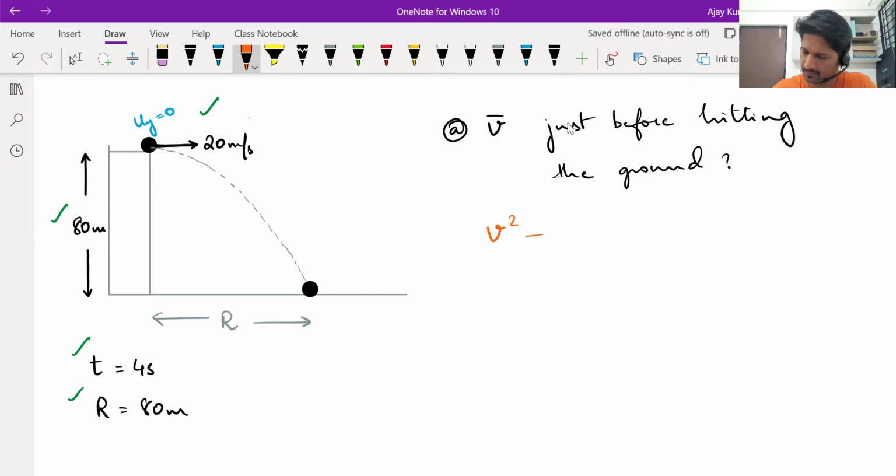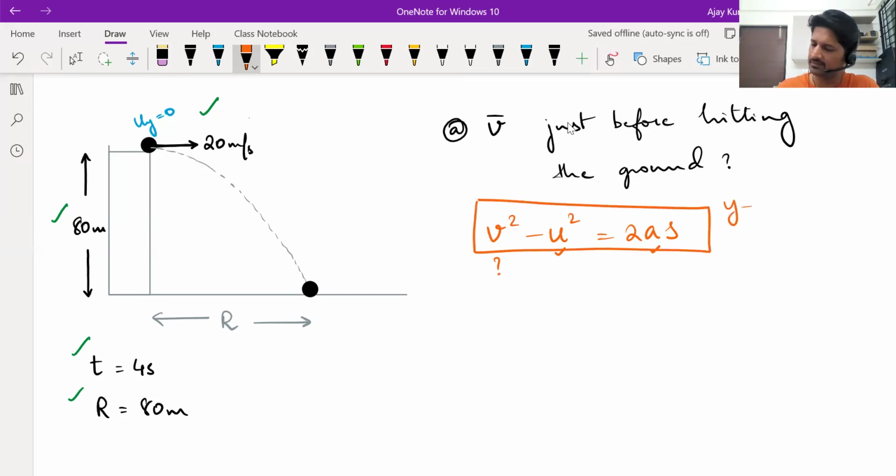So your aim is to calculate V. So you need to know U, A, and S. U is known. A is known. What about displacement? Do you know the total displacement? No, sir. Still, this equation can be used. How? Like first we can calculate its x component and y component. Good. You apply this equation. Generally also when this equation is used, you have to use it in one direction only. Okay. So you apply this equation in the y direction.